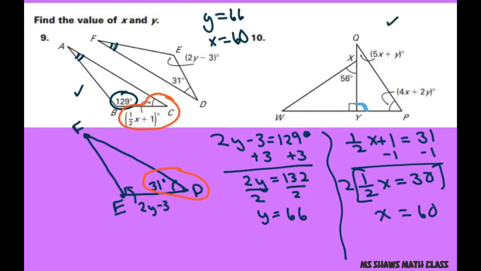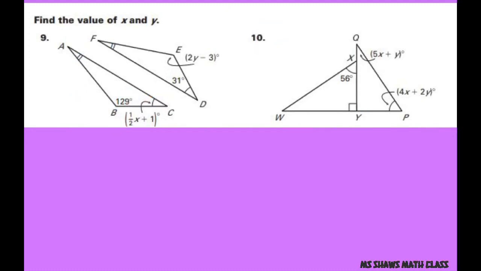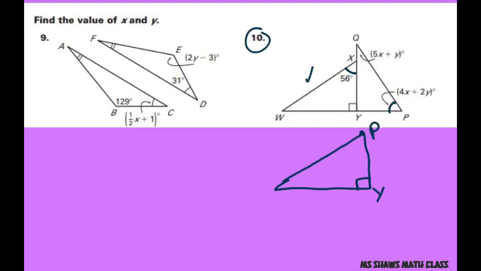Now we're going to do number 10. So number 10 is here. I'm going to do the same thing. I'm going to copy this first triangle and match everything up. So I still have my y here, and then these two angles are congruent. So instead of x here, I'm going to put my P here, and my Q goes here. And my Q is 5x plus y, and my P is 4x minus 2y.